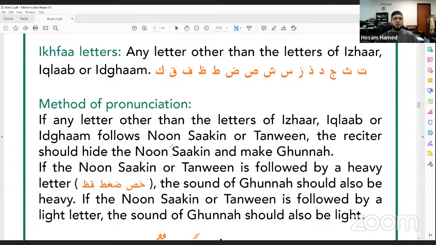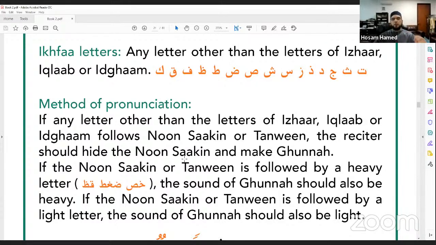Now, method of pronunciation. How to pronounce al-ikhfa? What is the technical way to pronounce al-ikhfa? Actually, many people make too many different mistakes when they implement al-ikhfa. If any letter other than the letters of izhar, iqlab, or idgham follows noon sakin or at-tanween, the reciter should hide the noon sakina and make ghunna. This is the basic definition: to hide the noon sakina or at-tanween and to make ghunna along with that.